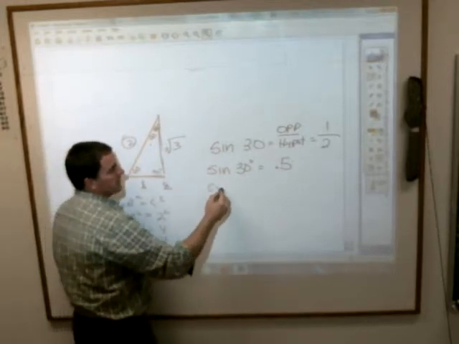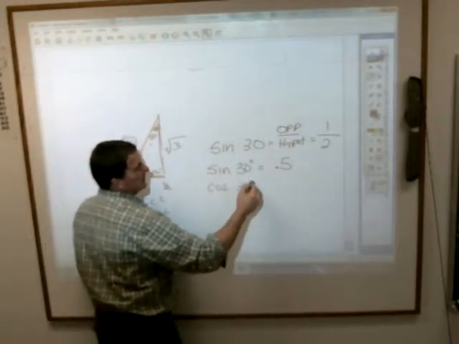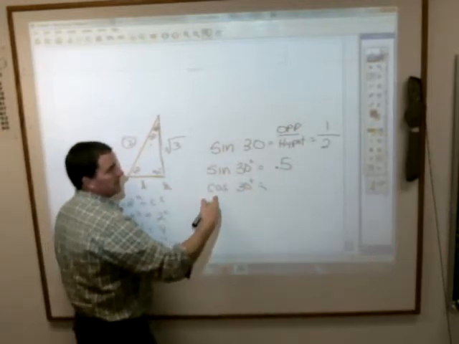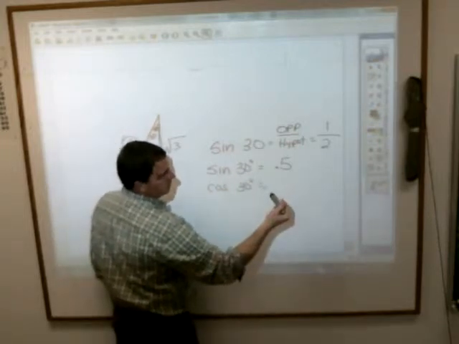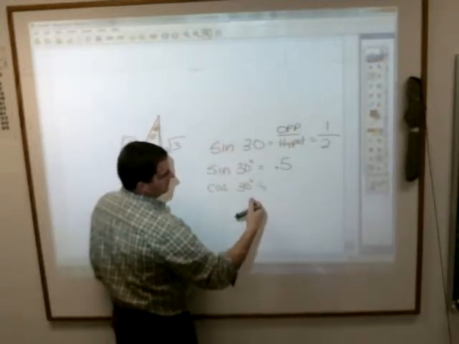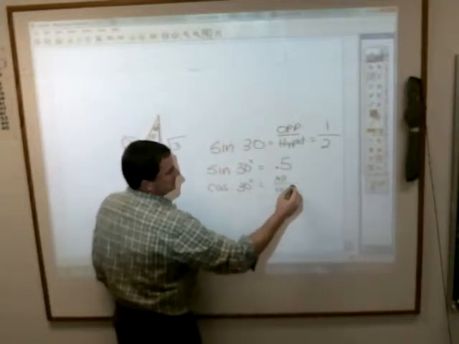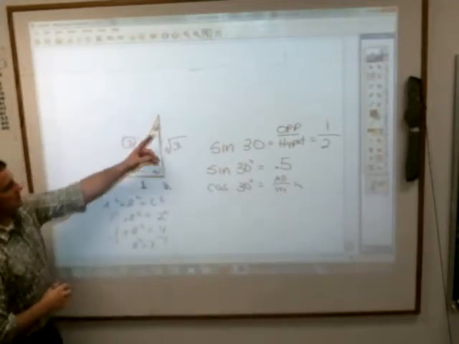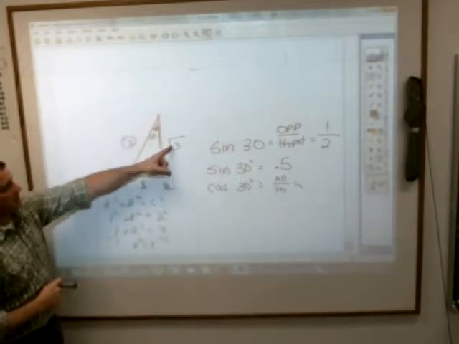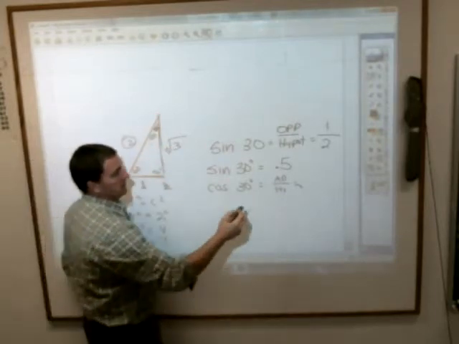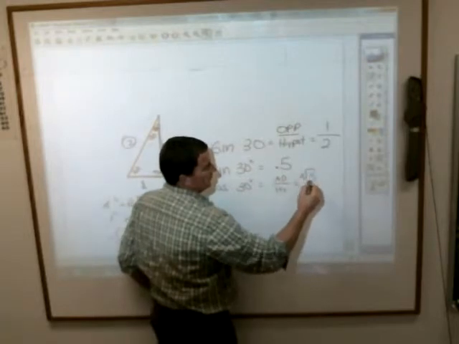What would be the cosine of 30 degrees? Well, that's going to change because cosine now is what? CAH, adjacent over hypotenuse. So you change your fraction. Instead of being the opposite, it's the adjacent side over hypotenuse, and that is the square root of 3 over 2.